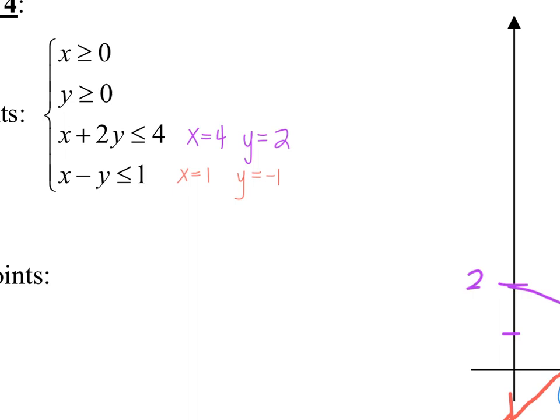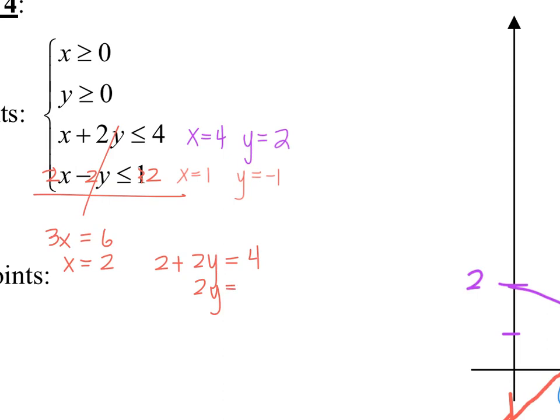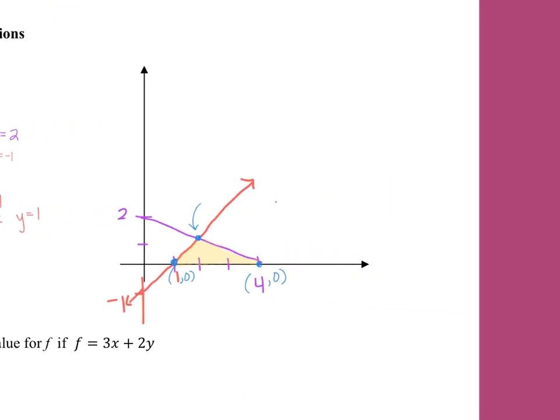Okay, so I'm going to multiply everything by 2. So multiply this by 2, multiply this one by 2, multiply that by 2, cancel out the y's, get 3x equal to 6, so x is 2. If x is 2, plug it back in, that'll be 2 plus 2y equals 4. And so 2y equals 2. So y must be equal to 1. And so that intersection point of 2, 1.